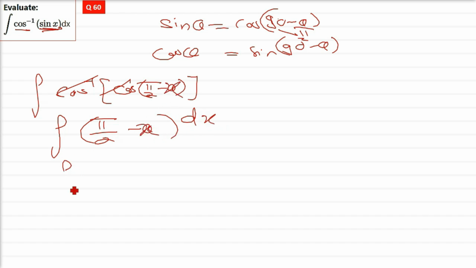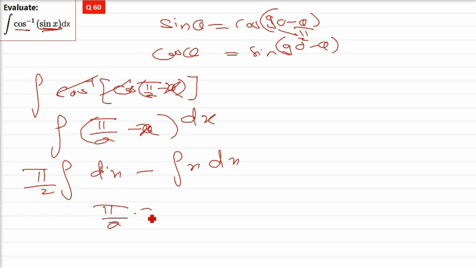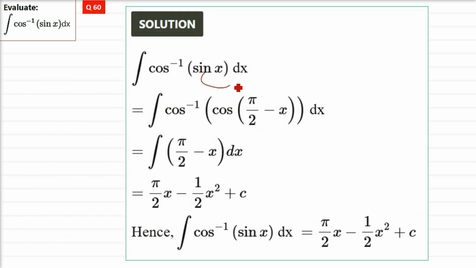It's not theta actually, it's x. I just showed you theta for a reference. So pi by 2 goes out, integration of dx, then we have x dx. So pi by 2 dx is x only, and this will be x square by 2 plus constant of integration. This is your I. Now you need to know how to write this, because all those things which I say, it needs to be penned down also, and this is how you are going to write it cleanly.